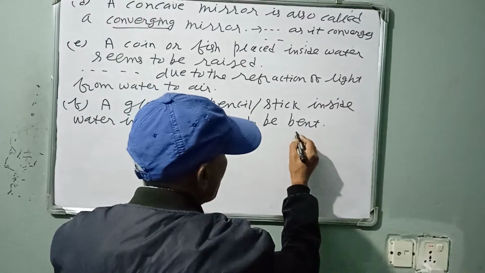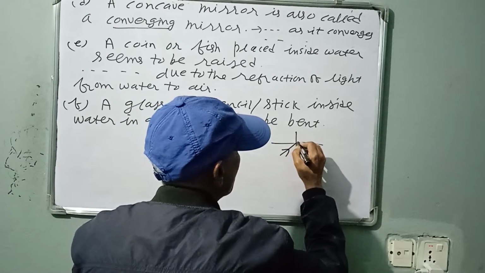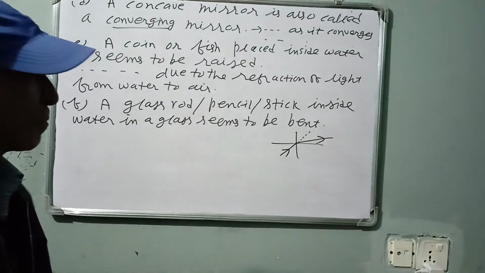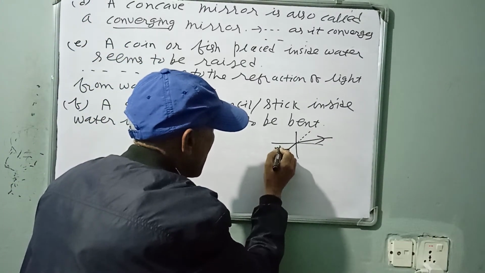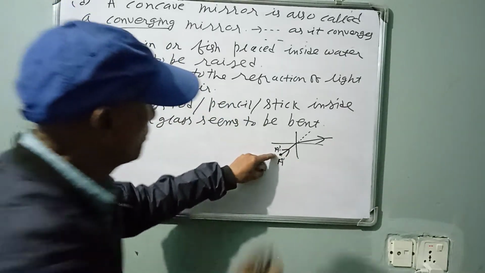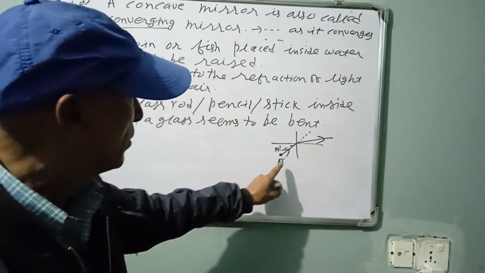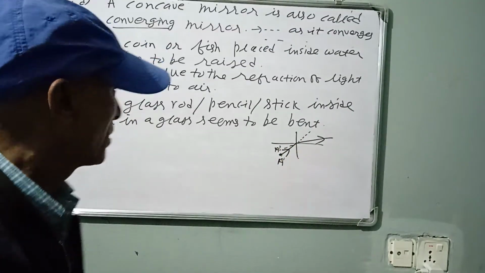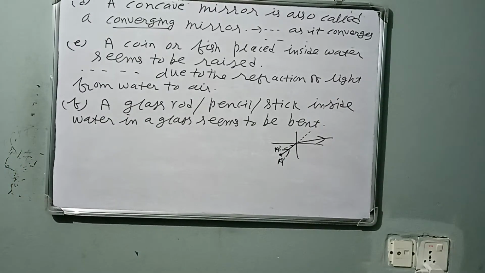See, from water to air, what happens? Instead of going straight, the ray is bent away from the normal. That means A seems to be raised at A dash. This object A, if a fish is here, what happens? It seems to be raised. So the stick seems to be bent. Yeah. In the same way, you can write other questions as well.